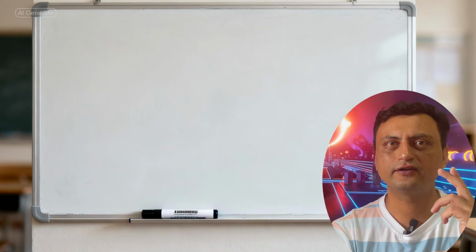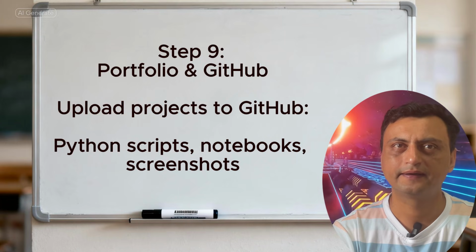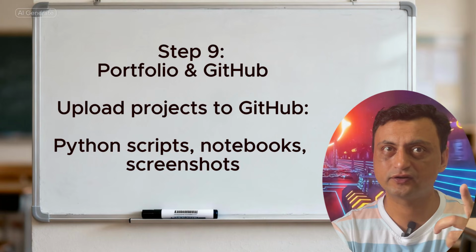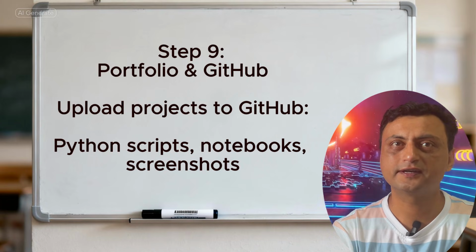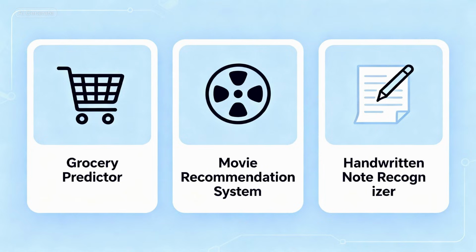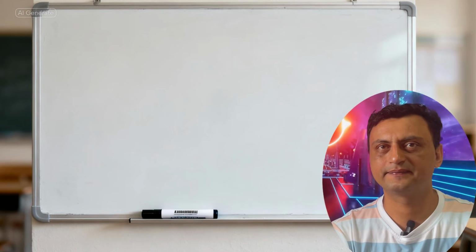Step 9, portfolio and GitHub. Upload your projects to GitHub: Python scripts, Jupyter Notebooks, screenshots. For example, a grocery predictor for milk and bread, a movie recommendation system, a handwritten note recognizer. This is how recruiters can see your skills.